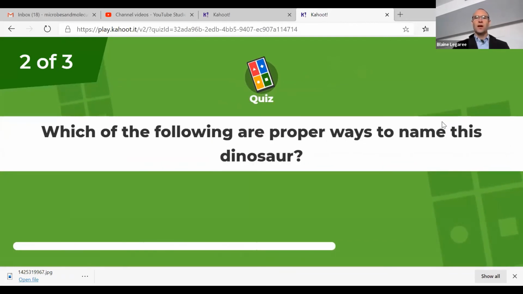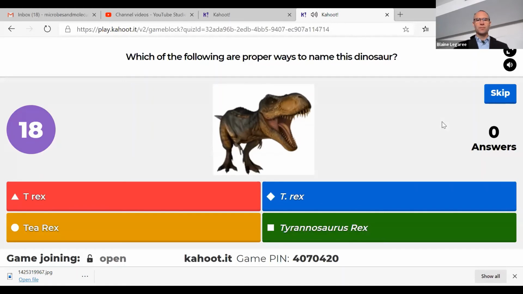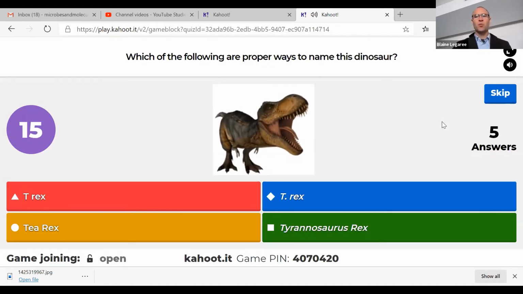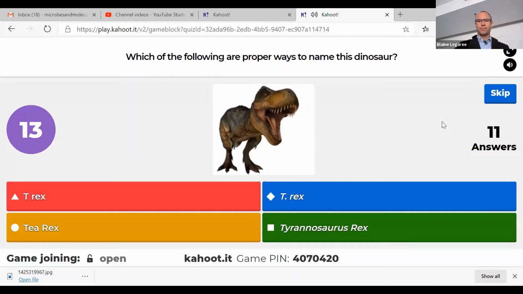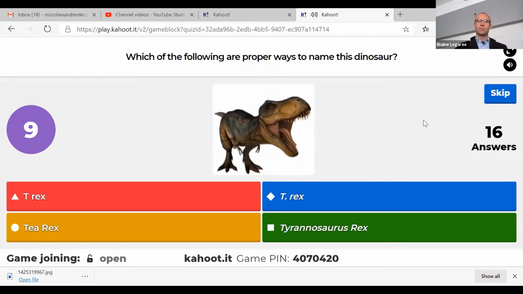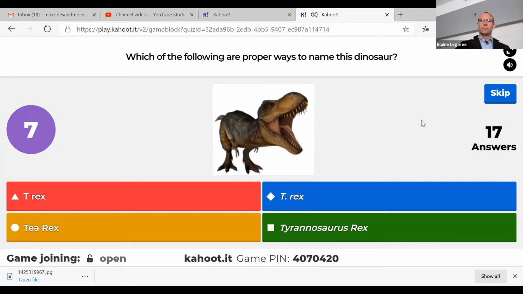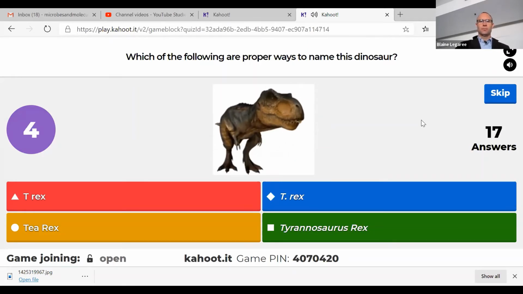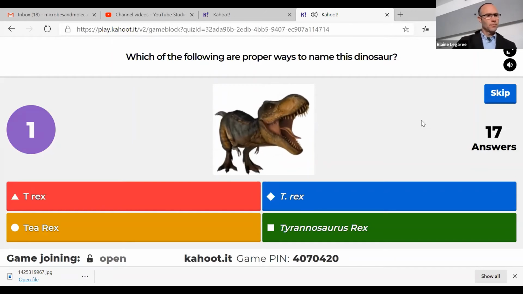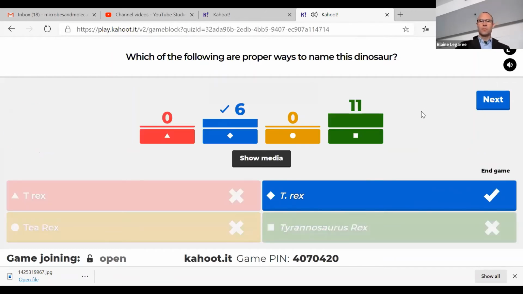Which of the following are proper ways to name this dinosaur? There's only one answer. Okay, that one a little more difficult. So the right answer is the one in the blue. If you take a look at that, T-Rex, that's the genus, and Rex is the species. It's in italics, so that's good. The red one was not in italics. And there's a period after the T to show that it's abbreviated.